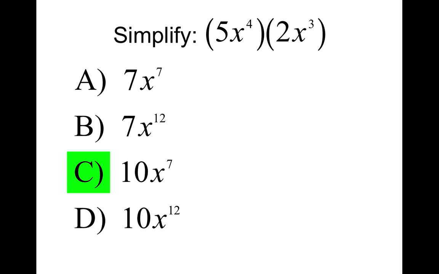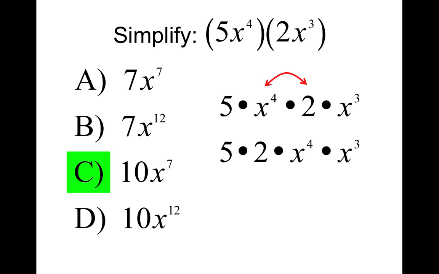This is equivalent to 10 times x to the seventh. Again, we're just multiplying 4 things together, and when we multiply, we can do it in any order we feel like. Multiplication has the commutative property. So if I rewrite this just by rearranging these terms, we're multiplying the 5 times 2, that's a 10. We're multiplying x to the fourth times x to the third, so we just add the exponents, and our answer is 10 times x to the seventh.